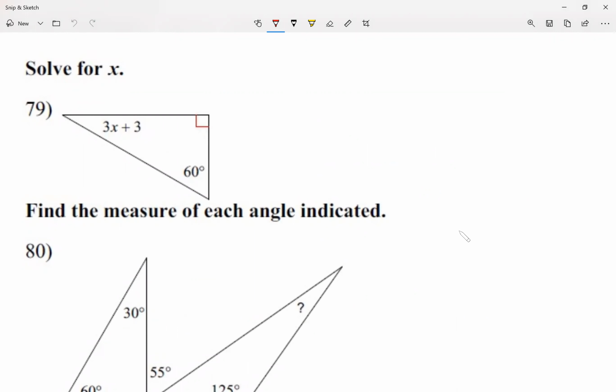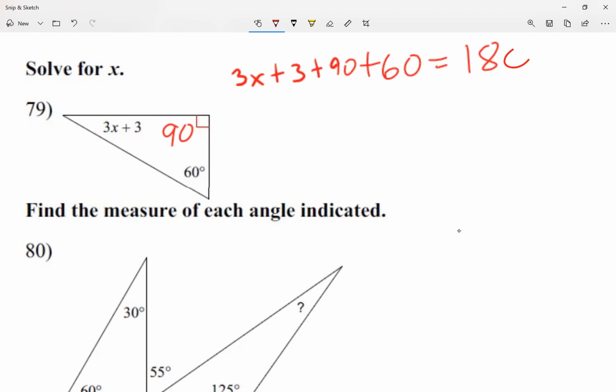Now, to begin with, that little red box on one corner, that means 90. Okay, so that number means 90. Second of all, when I'm dealing with the three angles of a triangle, let me add everything. So I have 3x plus 3 plus 90 plus 60. I'm adding all my angles of my triangle that is equal to 180.